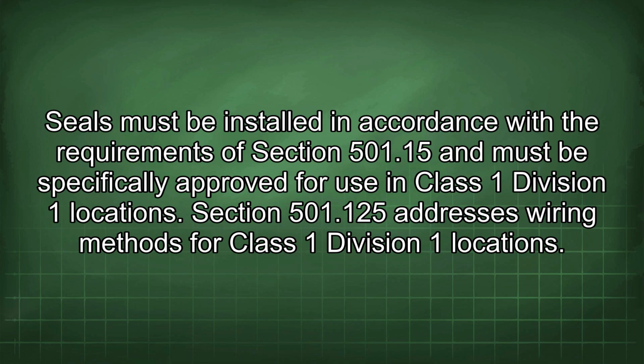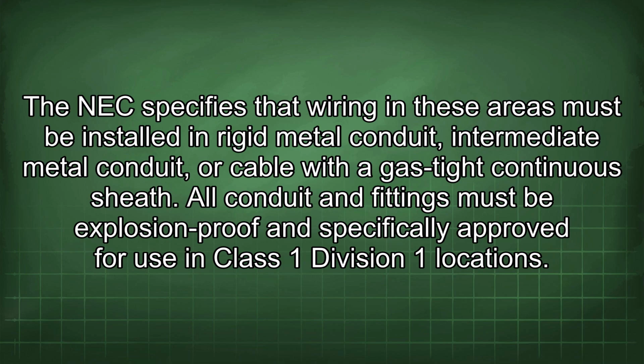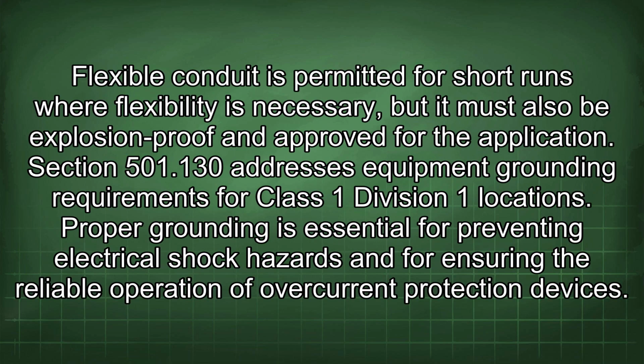Section 501.125 addresses wiring methods for Class 1 Division 1 locations. The NEC specifies that wiring in these areas must be installed in rigid metal conduit, intermediate metal conduit, or cable with a gas-tight continuous sheath. All conduits and fittings must be explosion-proof and specifically approved for use in Class 1 Division 1 locations. Flexible conduit is permitted for short runs where flexibility is necessary, but it must also be explosion-proof and approved for the application.